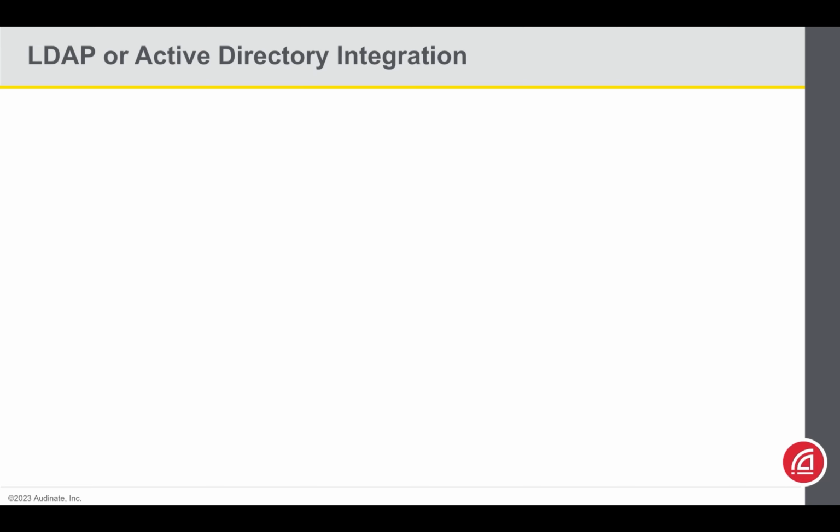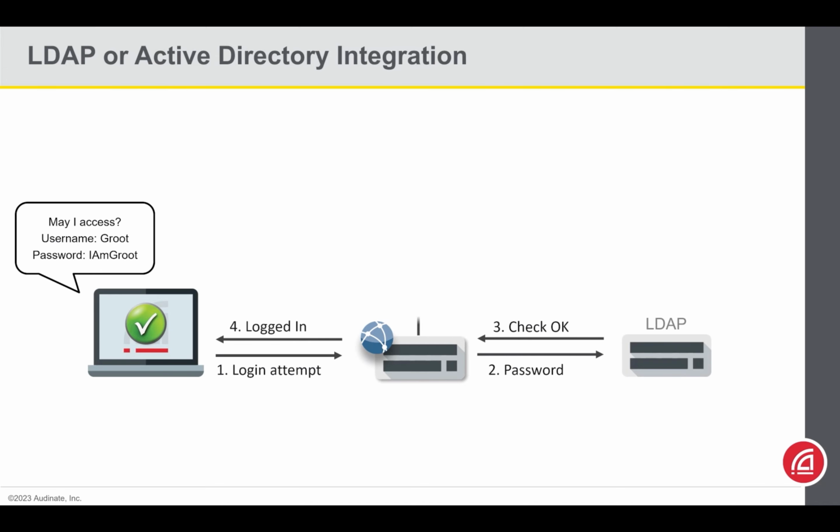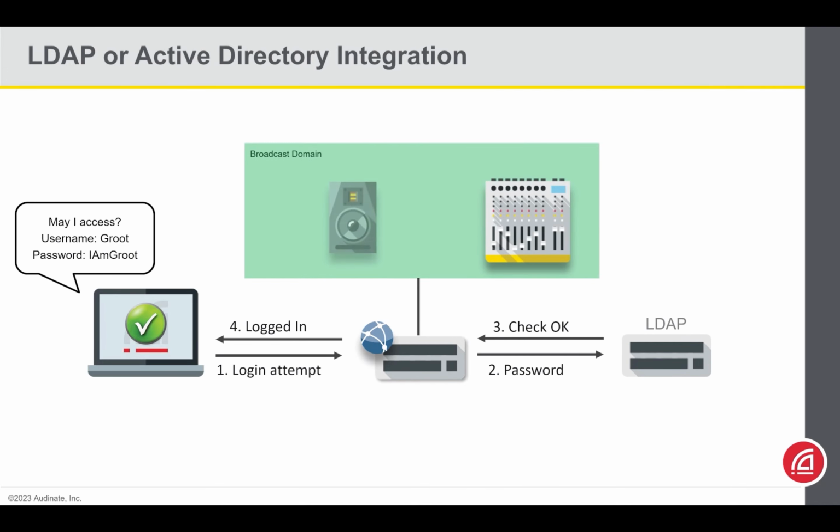Let's look at LDAP in the context of Dante Domain Manager. Say we were trying to sign into Dante Controller and type the username Groot with the password I am Groot. Local users within the DDM would be validated by the DDM server and granted access. But when connecting using LDAP, the information is passed to the LDAP server for validation. Once authenticated, the user will have access based on the assigned privileges.